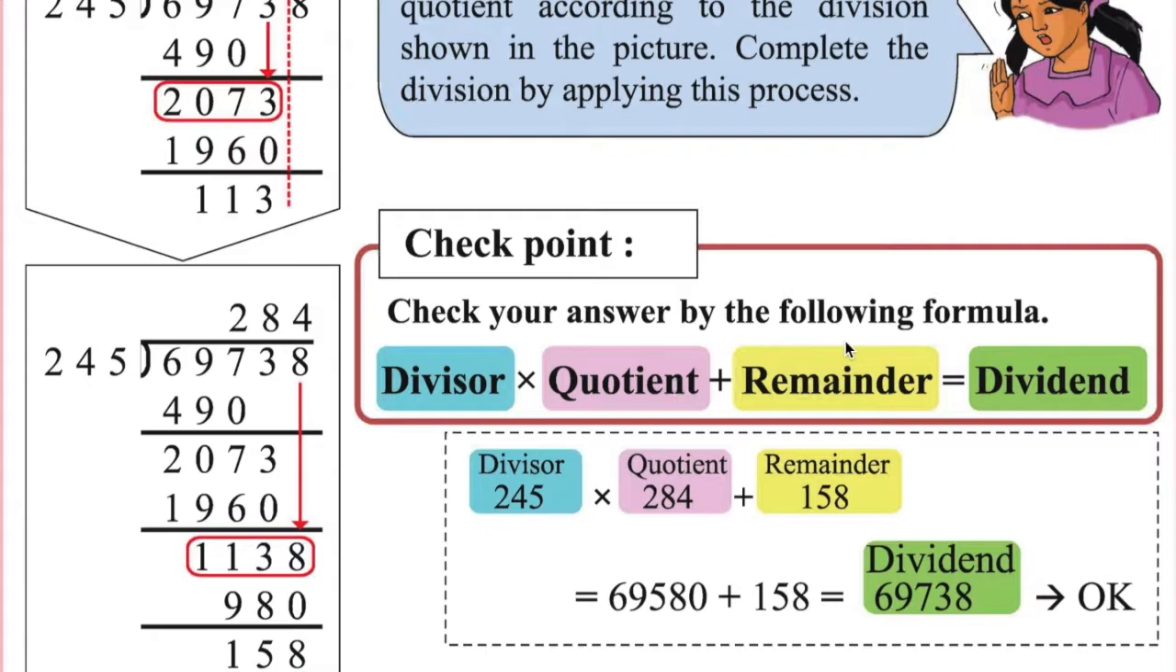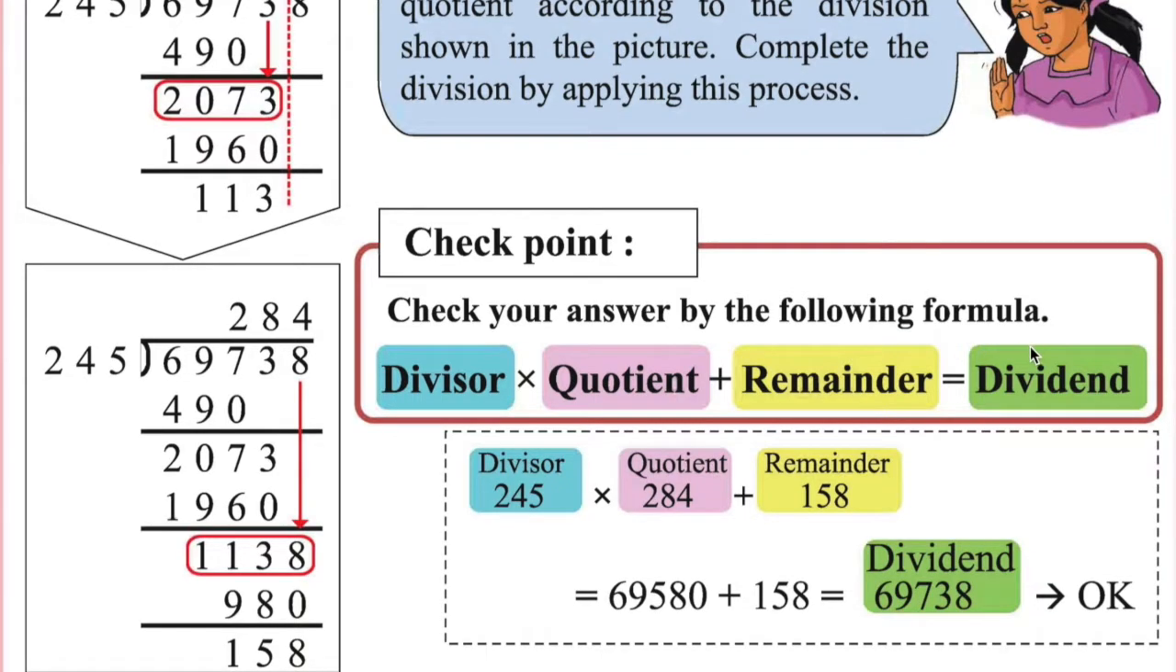Check your answer by the following formula. Once you have found the answer, you can check whether the obtained value is correct or not by using this formula: divisor into quotient plus remainder must be equal to the dividend. This one is called the dividend. Always remember that the remainder is always less than the divisor.